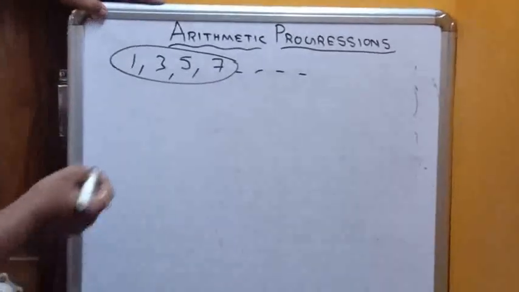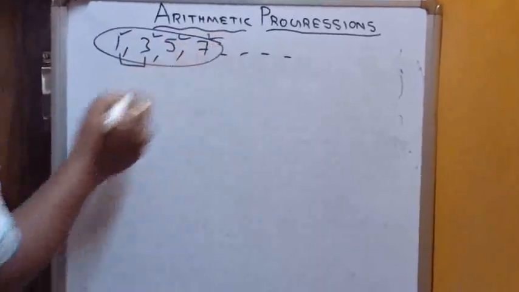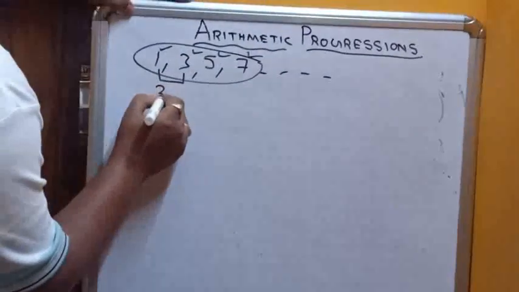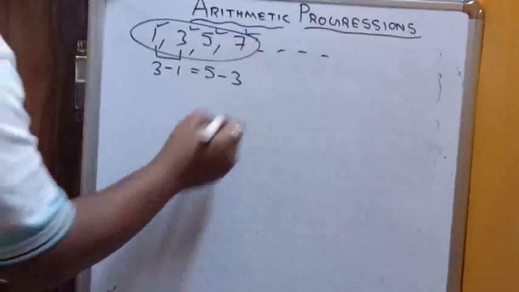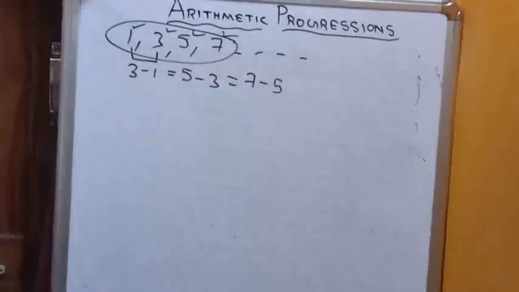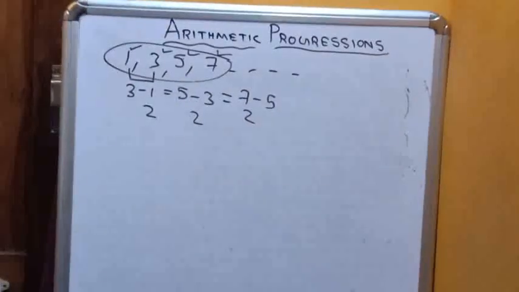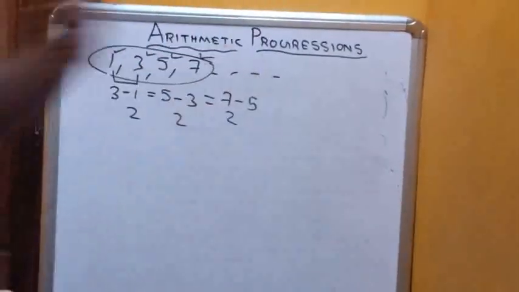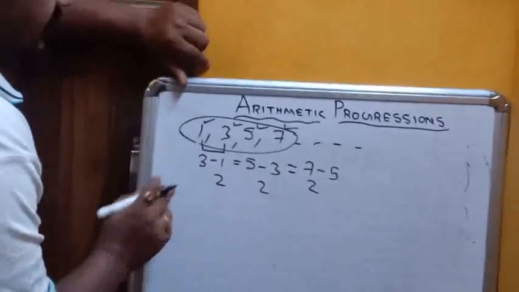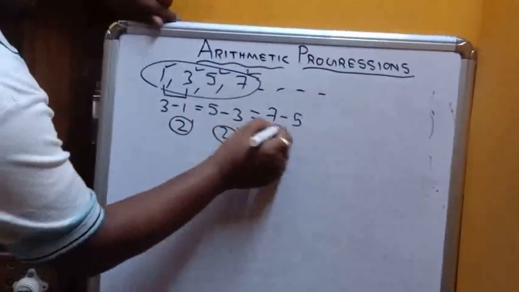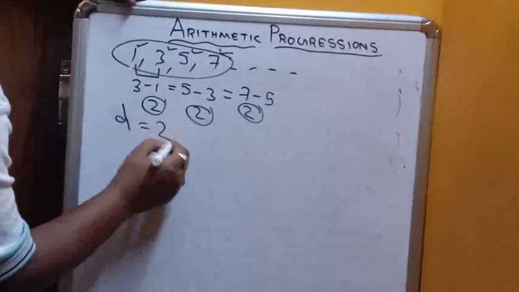So what do you have to do? I told you, first you subtract the terms. This is a term, this is a term, this is a term, this is a term. First subtract second term minus first term, third term minus second term, fourth term minus third term. What are you getting? 2, 2, 2. So the terms are related to each other. The difference may be positive or it may also come negative. So here, the common difference D equals 2.